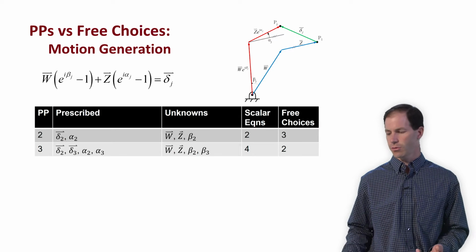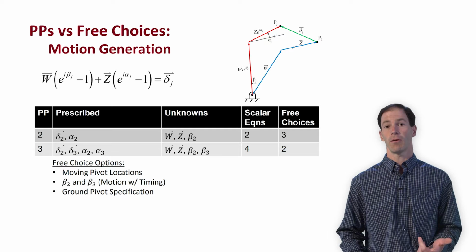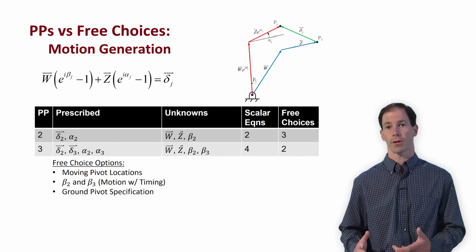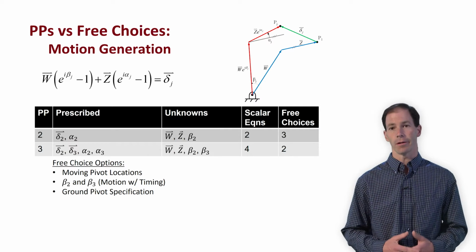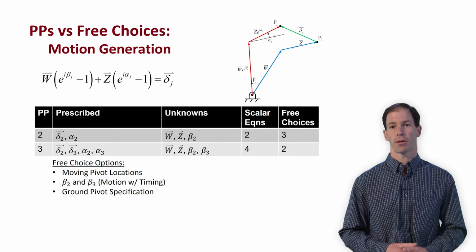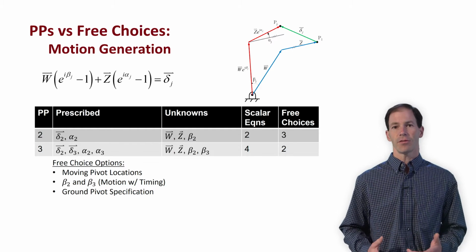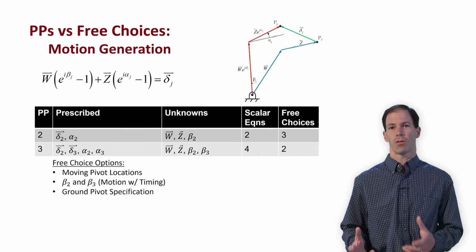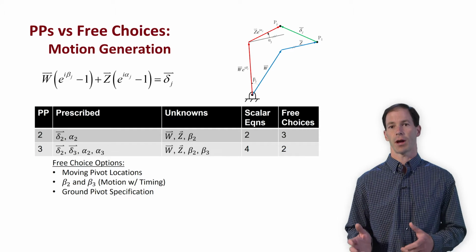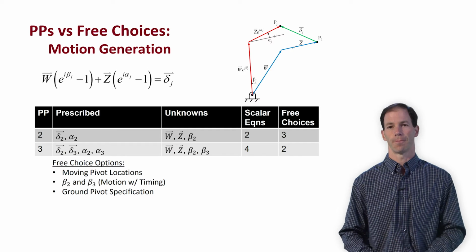So the way that we made use of these free choices, we first of all started off by picking our moving pivot locations, and we did this graphically. And then we said, well, to make the system of equations linear when we do this analytically, we went ahead and picked the beta 2 and beta 3 value, and it made it very easy to solve it. And this is equivalent of motion generation with prescribed timing, because we're prescribing how much the input link rotates as I go from position 1 to 2 and 1 to 3.